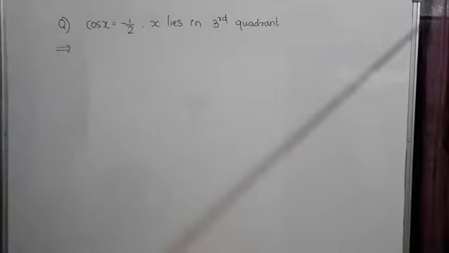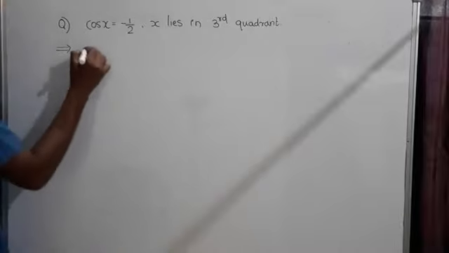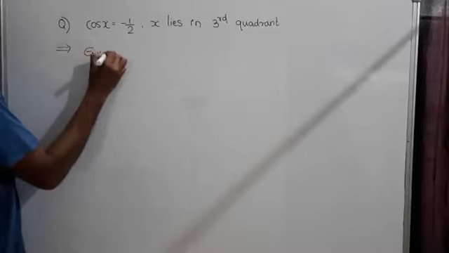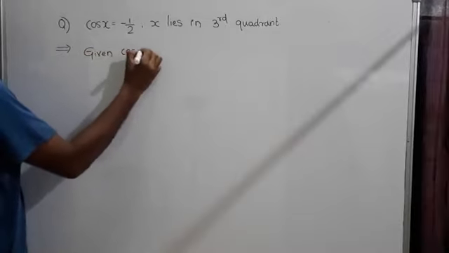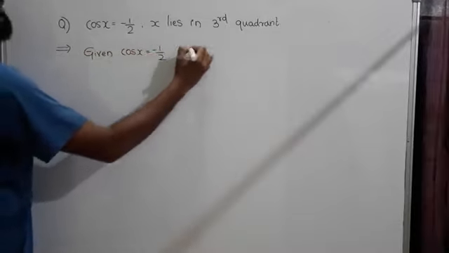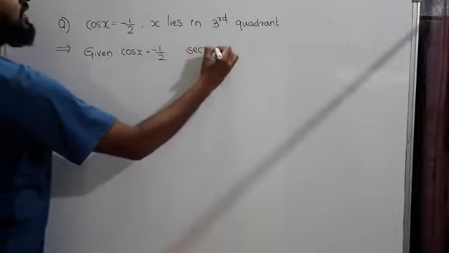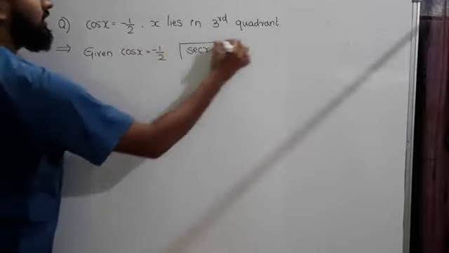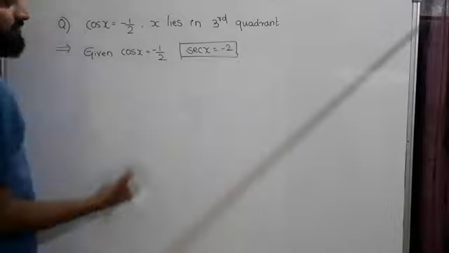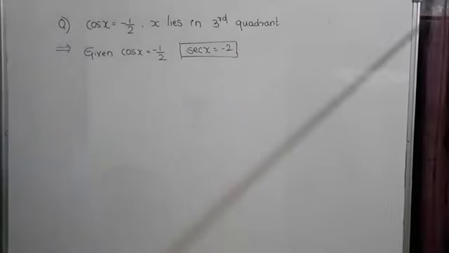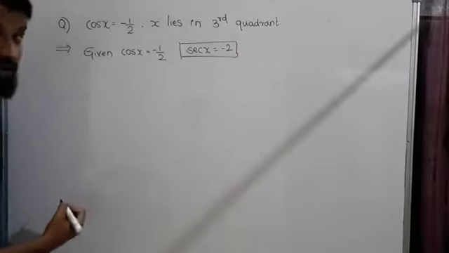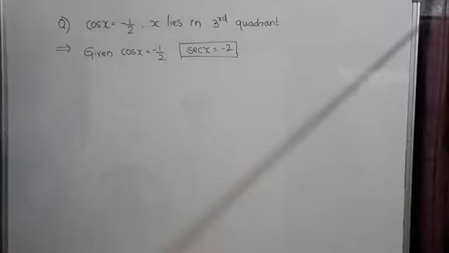Well, cos x equal to minus half. First thing, they have given cos x which is equal to minus half. From this I can write sec x which is equal to minus 2, just the reciprocal. Well, now the time is to use a trigonometric identity. Which one will we use? Well, we'll use the first one, right?